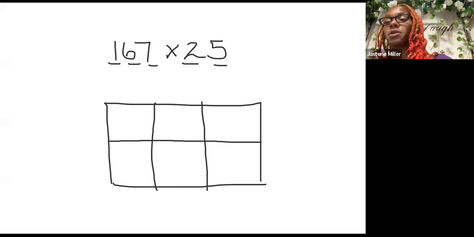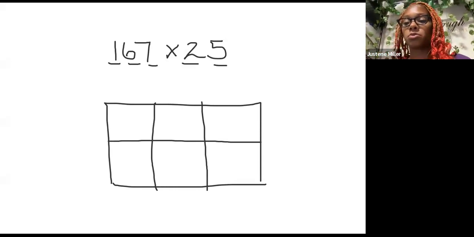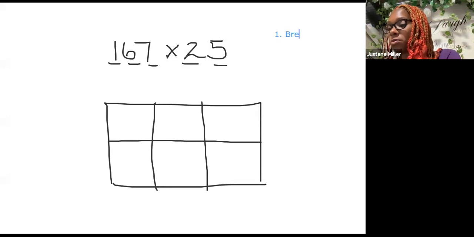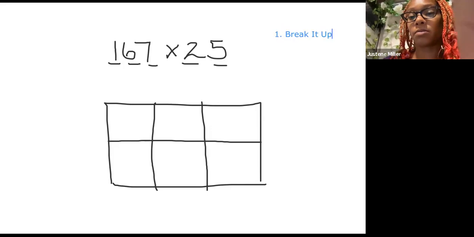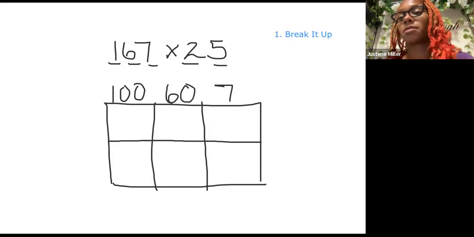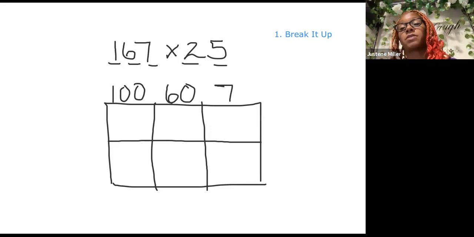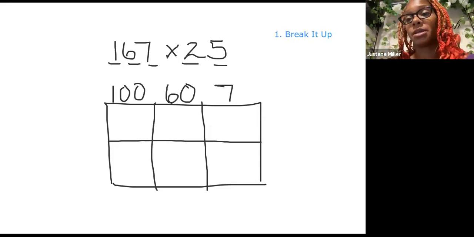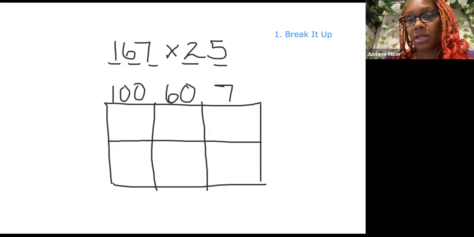All right, again, step number 1, we are going to do what? What are we doing first? Come on, I know you remember. Yeah, step number 1 is to break it up. So I'm going to break it up right here, right now. And I have 167: value of the 7, value of the 6, value of the 1. And on the side, I got 25, breaking it up. I got 20, and then I got 5.